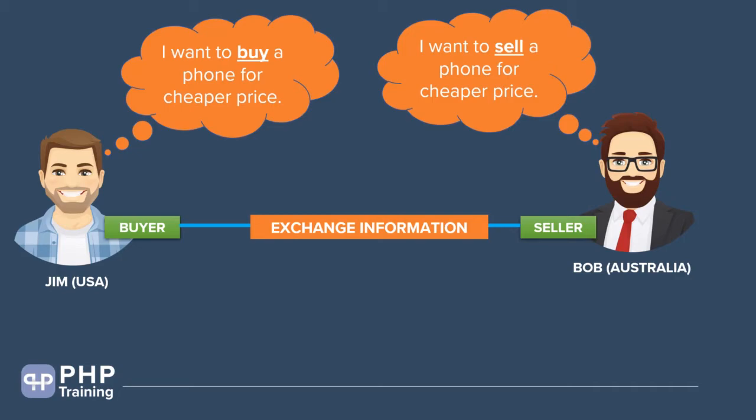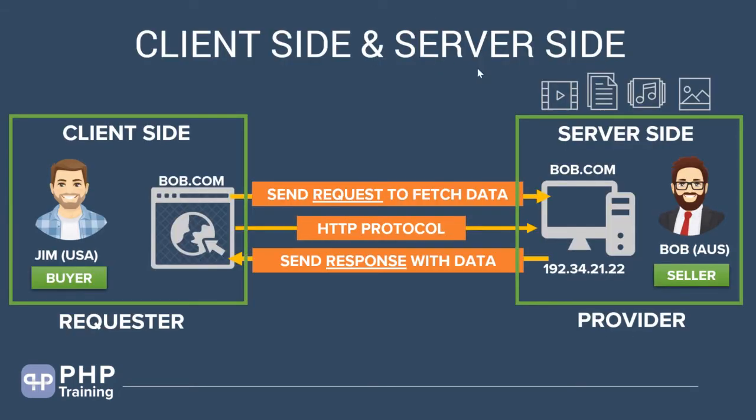So let's understand how information can be exchanged between Jim and Bob and how HTML helps us do that. In that context, we'll understand what is the purpose of HTML and what role it plays. We have discussed the client side and the server side. Let's do a quick review. Client side is basically Jim opening up a browser and typing bob.com. Then the request is sent to bob.com to fetch the data. Bob.com receives that request and sends the response with the data to the browser.